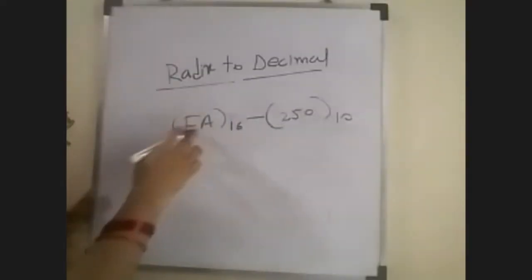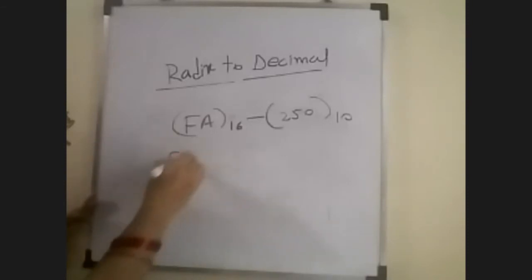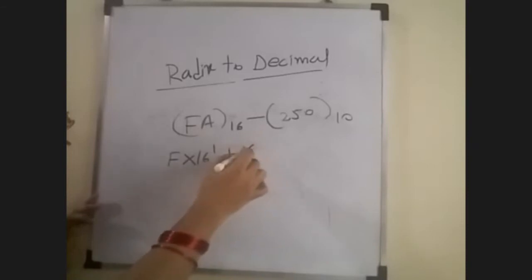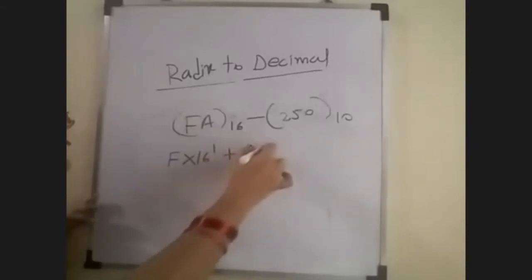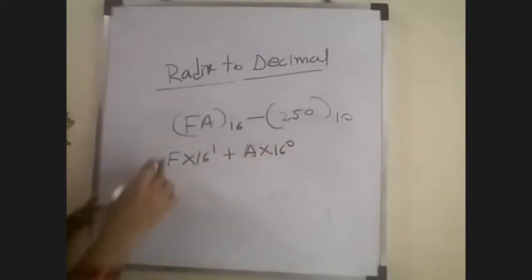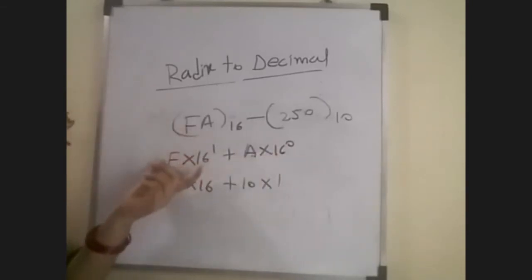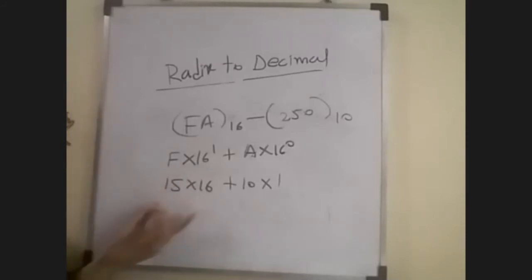Yes, 250 is the answer. So here 16 power 0, 16 power 1. First you write it as it is: F into 16 power 1 plus A into 16 power 0. So F is nothing but 15 into 16, plus A is nothing but 10 into 16 power 0, which is nothing but 1. First, you mention this step, and later you convert the values. Then you will get the result 250.